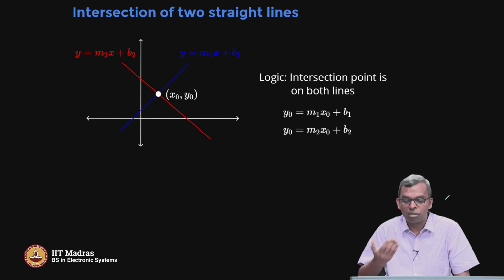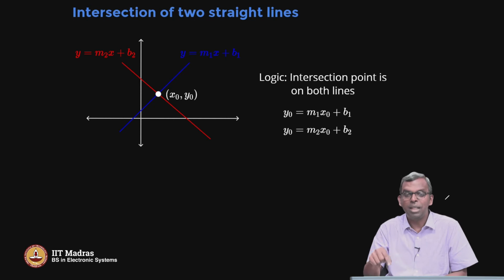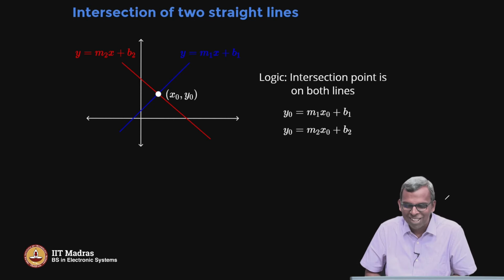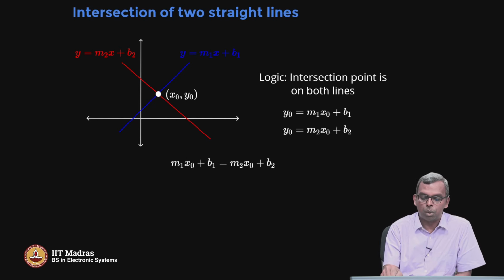And how do you solve these two equations? There are two equations, two variables, and what I do next is the interesting thing. Both of these are expressions for y0, right? So why not equate these two things? So let's try that. So m1 x0 plus b1 should be equal to m2 x0 plus b2, isn't it?